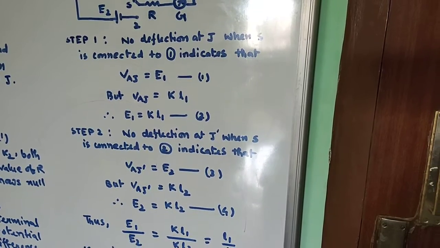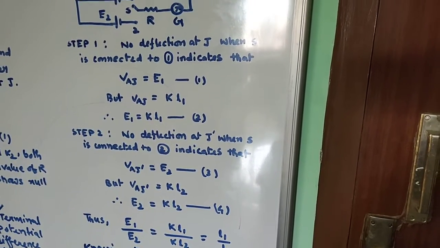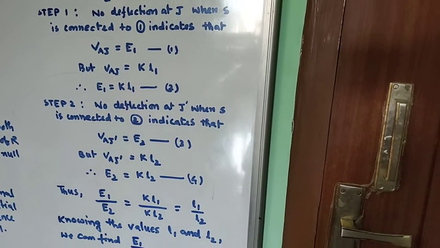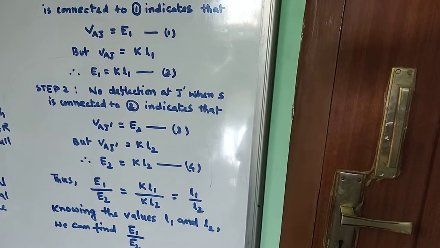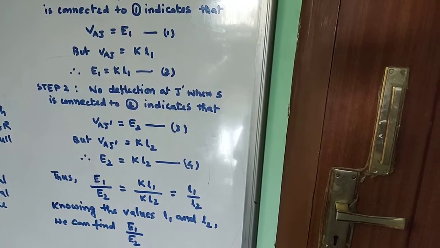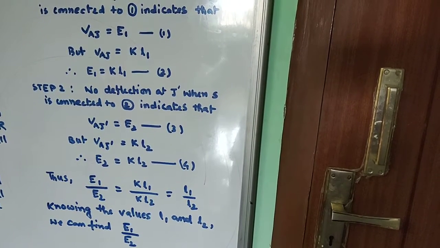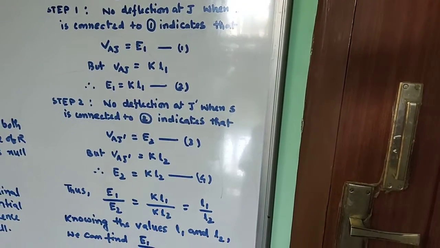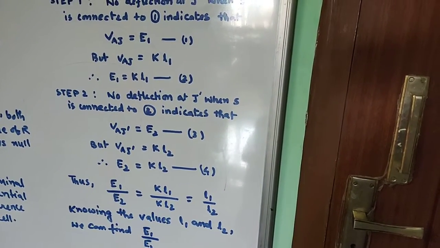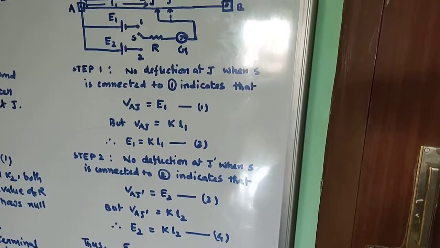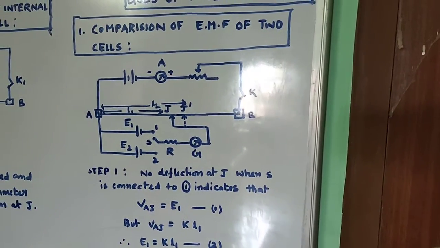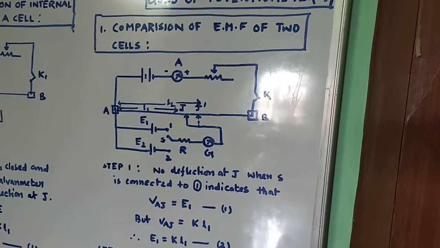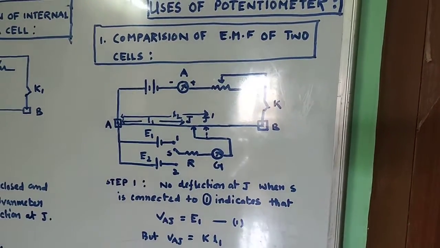So if you take the ratio E1 by E2, you will get KL1 by KL2. So ultimately you are going to get L1 by L2. So knowing the values of L1 and L2, we can find E1 by E2. So you can find the ratio of the EMF of the two cells, or you can compare the EMF of the two cells if you know the lengths L1 and L2. This is very simple and very important because every alternate year it used to come, and in some cases in consecutive years also it used to come.